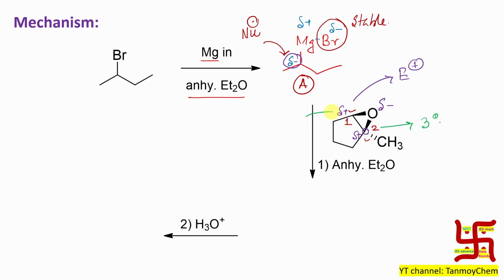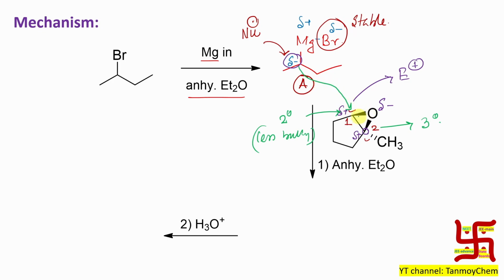But this carbon, if you look at it, is a secondary carbon. So obviously this is less bulky. So the incoming nucleophile, I mean the secondary butyl anion type of thing, faces less steric repulsion if it attacks here. So actually it will attack, but again, from which side?